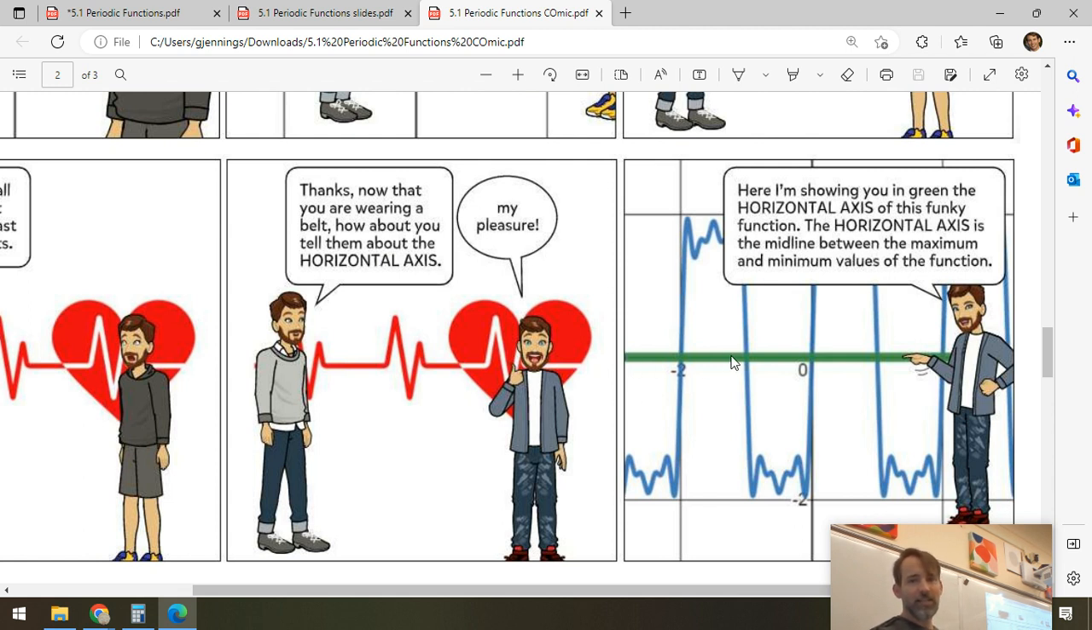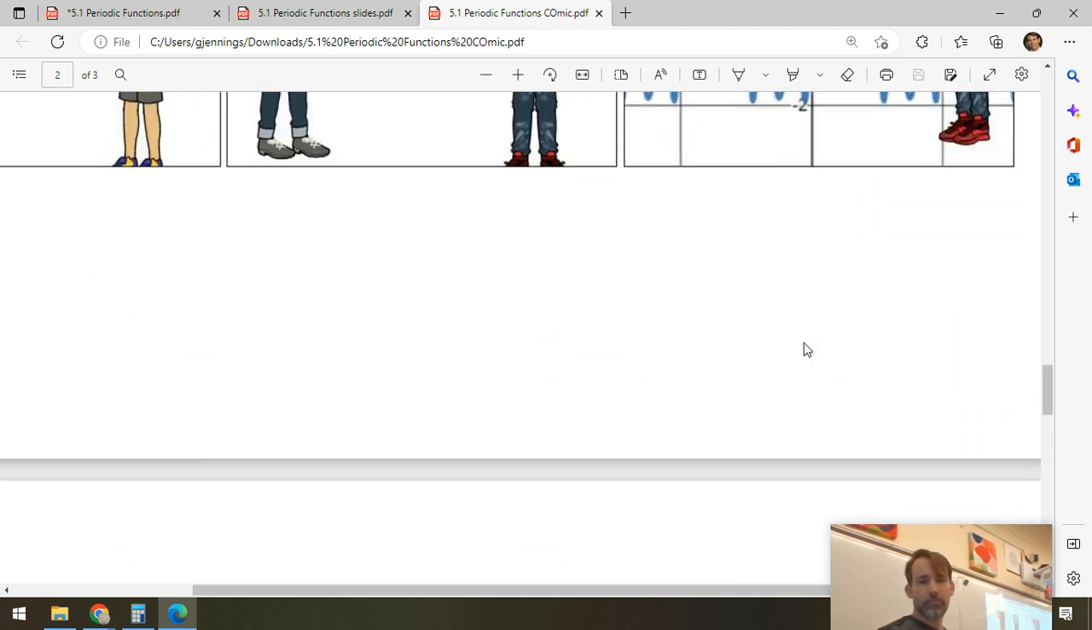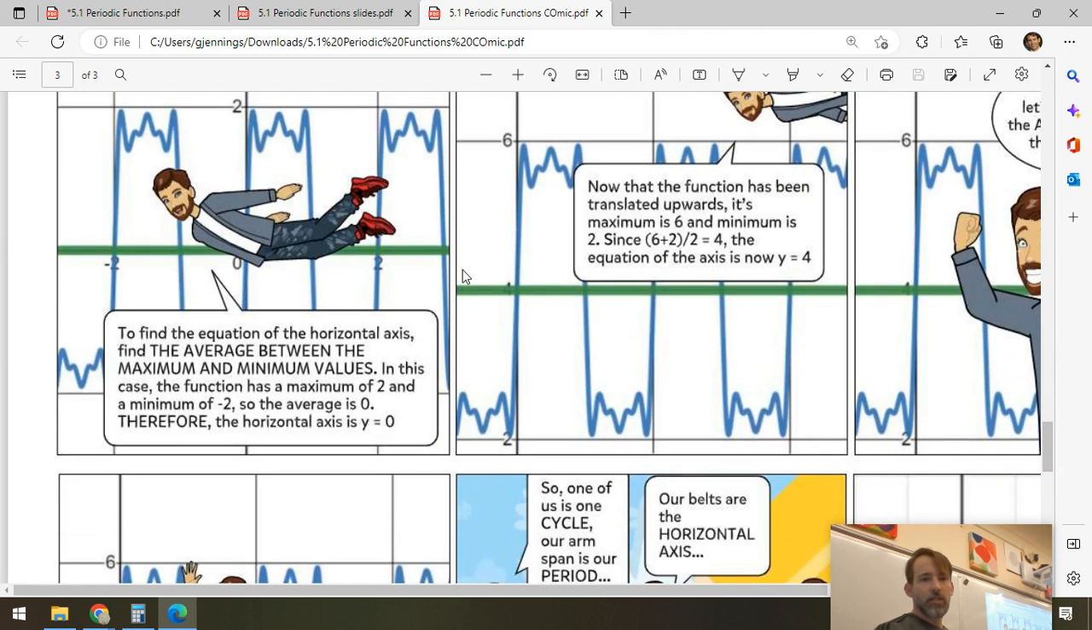So the horizontal axis of a periodic function is kind of the midline between the maximum y value of the function and the minimum y value of the function. You're going to see the horizontal axis there. To find the equation of the horizontal axis, all you're going to do is find the average between the maximum and the minimum, and that's the horizontal axis. So here, in this case, the function has a maximum of 2 up there, and the minimum is down there at negative 2. So the average is 0. Therefore, the horizontal axis is y equals 0.